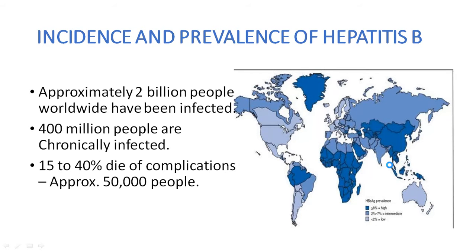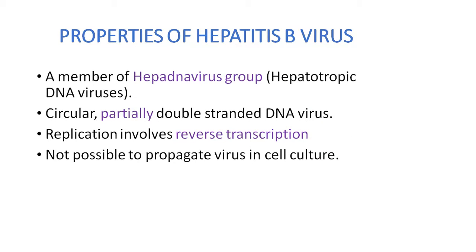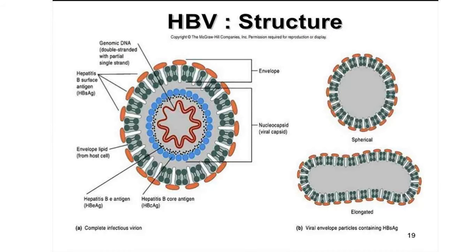Okay. So what are the properties of hepatitis B virus? It is a member of the Hepadna virus group. Circular, partially double-stranded DNA. Replication happens by reverse transcription, and it is not possible to propagate the virus in a cell culture. We can't culture the virus. So what is the structure? As we all know, we'll go from inside out. This is the inner double-stranded DNA.